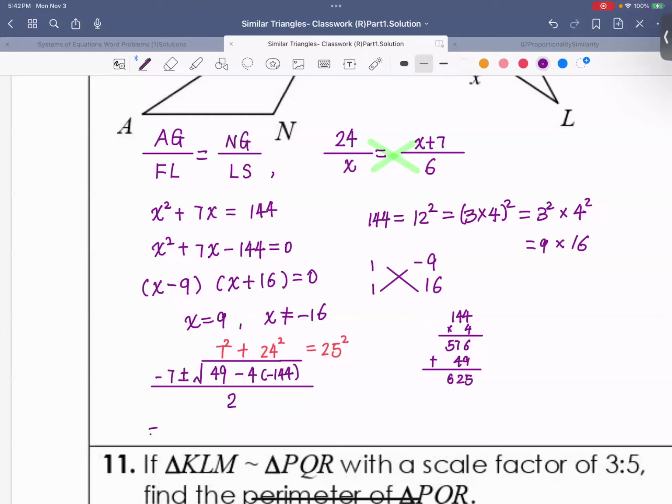So it's either 18 over 2, which is 9. And the other solution is negative 16, but that can't work. Makes sense now? Okay.